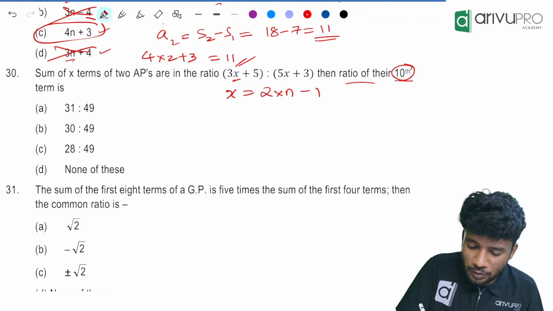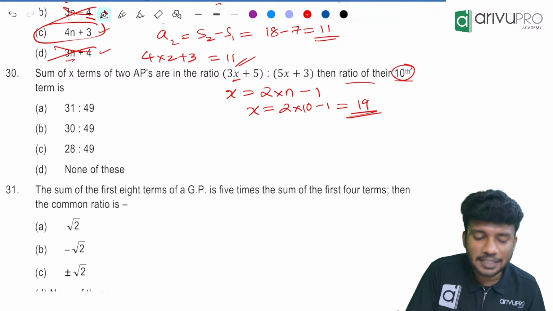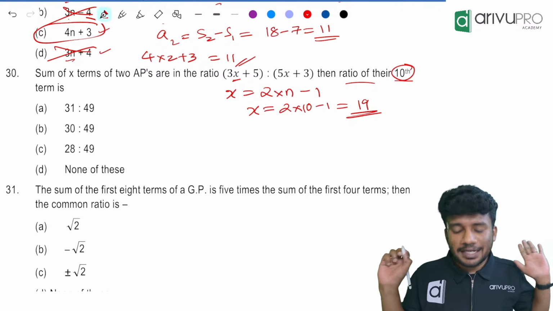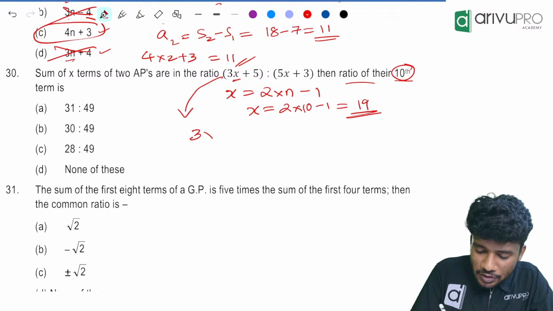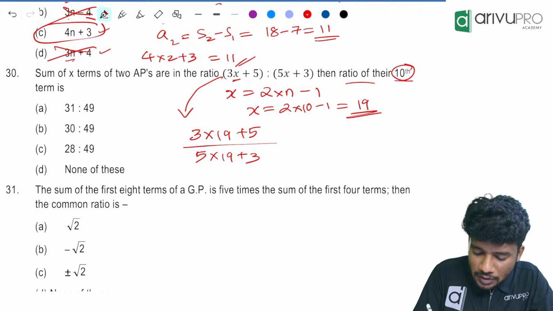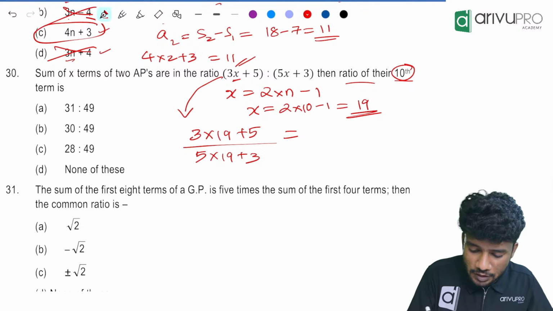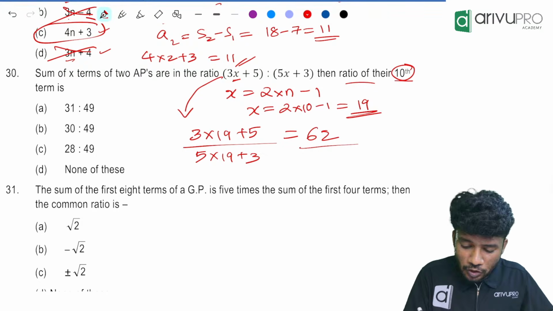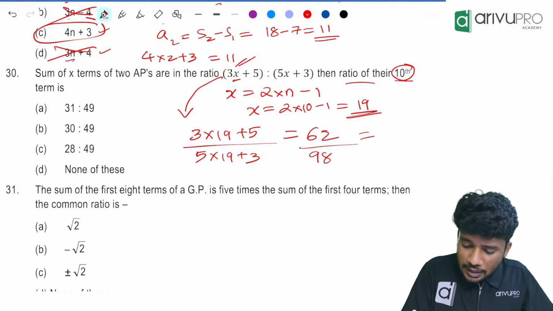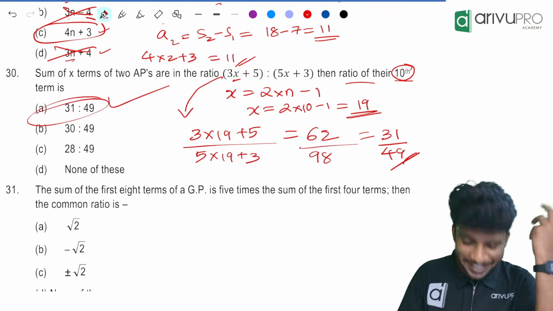Now n is how much over here? 10. That means x is equal to 2 into 10 minus 1, which is 19. So instead of x, you will put 19 over here. Then you will find the ratio of their 10th term. Very easy. That means 3 into 19 plus 5 divided by 5 into 19 plus 3. 3 into 19 plus 5 is 62, divided by 5 into 19 plus 3, which is 98. So the answer is 31 divided by 49. Option A is your answer. Very good question. Very easy answer.